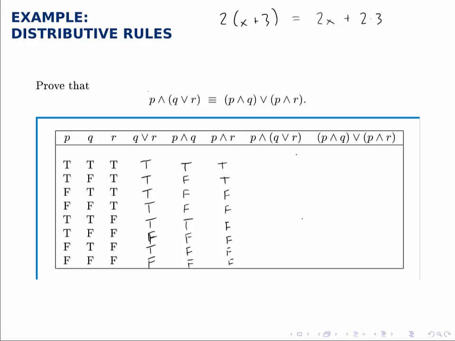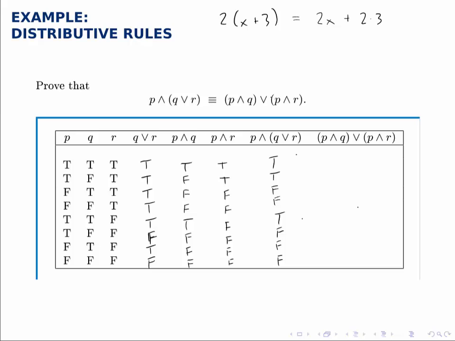Next, we get the entire left-hand side of this equivalence, P and Q or R. So we'll combine P and Q or R with the rule for AND. Again, true if both of them are true, and false otherwise. So that would be true, true, false, false, and then true, and 3 more falses.